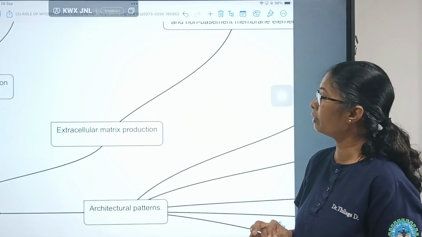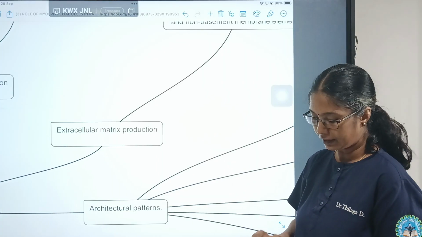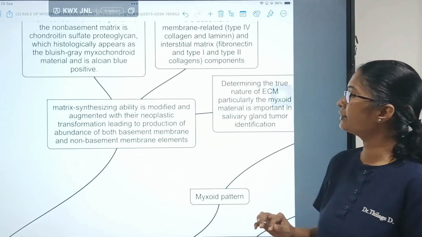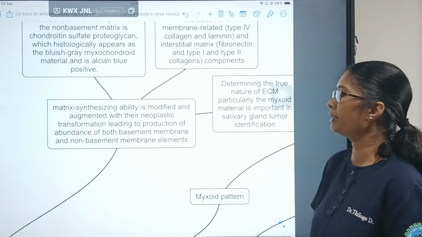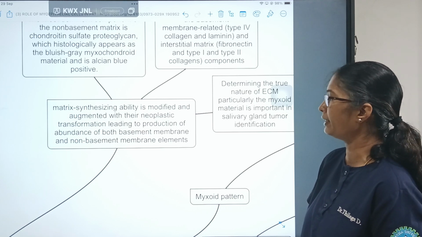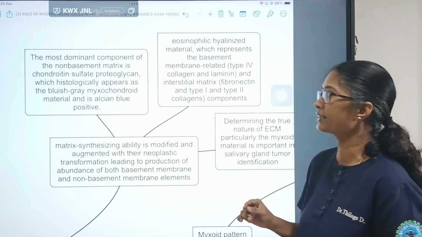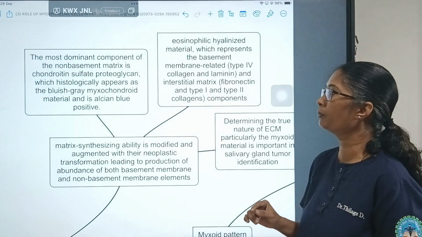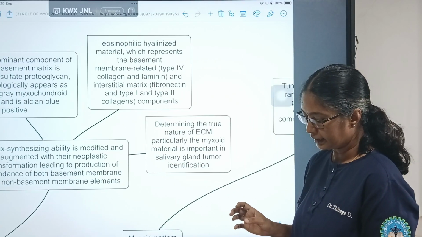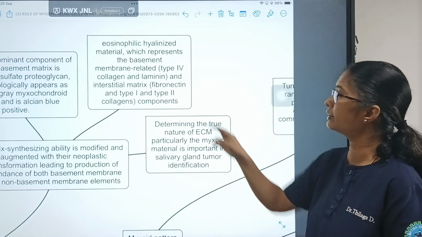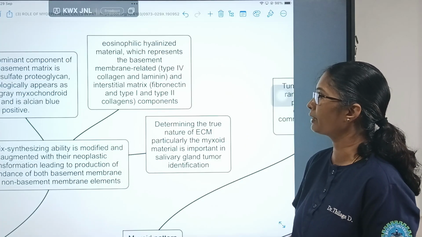And depending upon the extracellular matrix production, we saw that myoepithelial cells secrete some extracellular matrix proteins, and depending upon that, they are different. The matrix synthesizing ability is modified and augmented with neoplastic transformation, leading to production of an abundance of both basement membrane and non-basement membrane elements. The most dominant component of the non-basement membrane matrix is chondroitin sulfate proteoglycan, which histologically appears as a bluish-grey myxochondroid material and is Alcian blue positive. The eosinophilic hyalinized material represents the basement membrane related type 4 collagen and laminin, and the interstitial matrix, which is fibronectin and type 1 and type 2 collagen components, are also seen here.